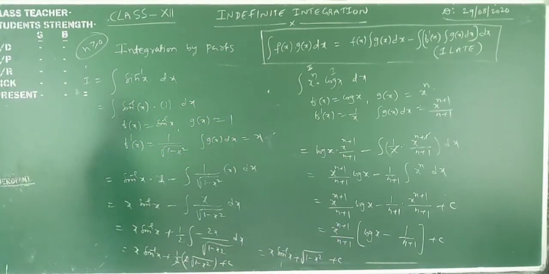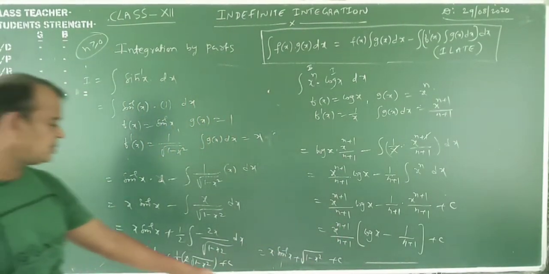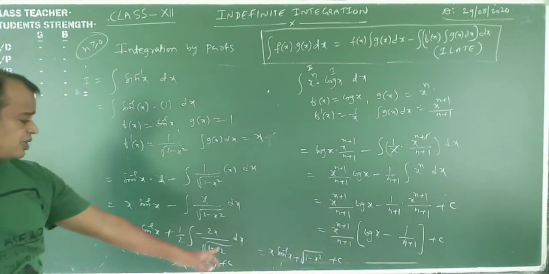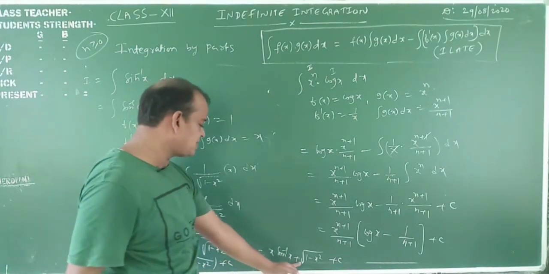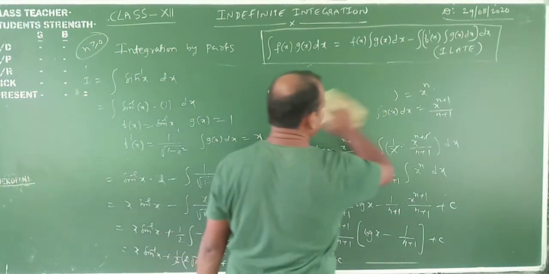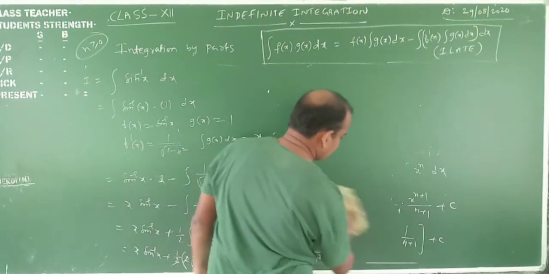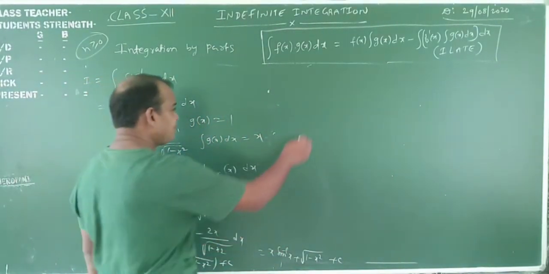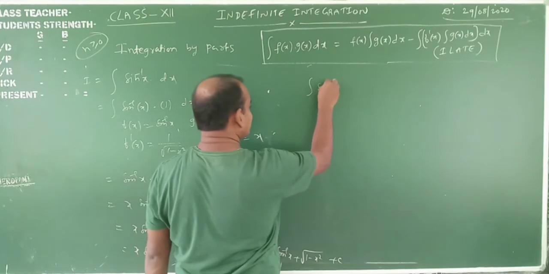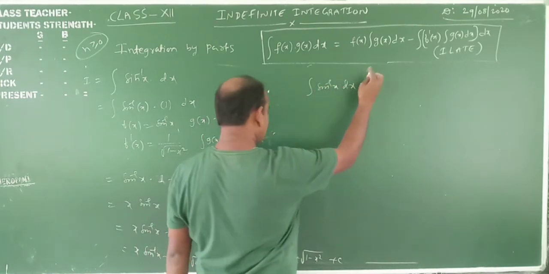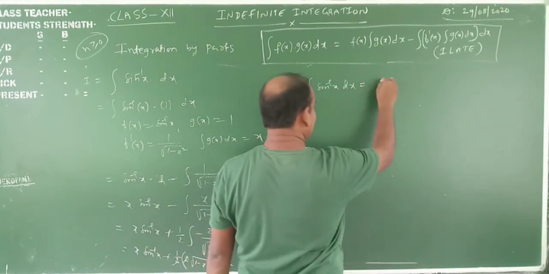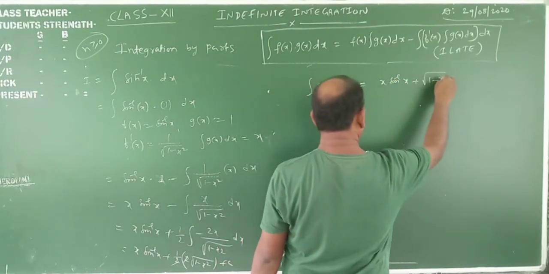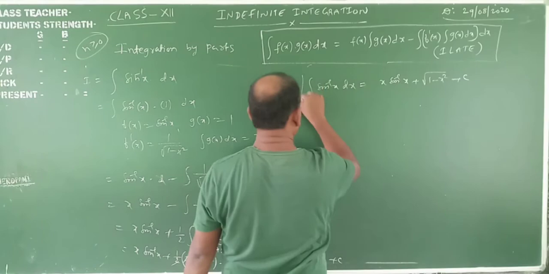Okay, my dear students. In this way we complete the problem. What is the formula for integral of sin inverse of x dx? You remember each and every one, no problem. The integral of sin inverse of x dx is equal to x sin inverse of x plus root over 1 minus x square plus c. This is the formula.